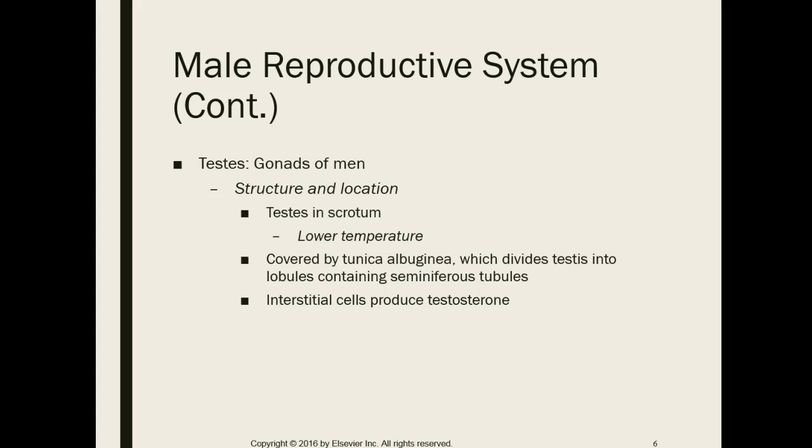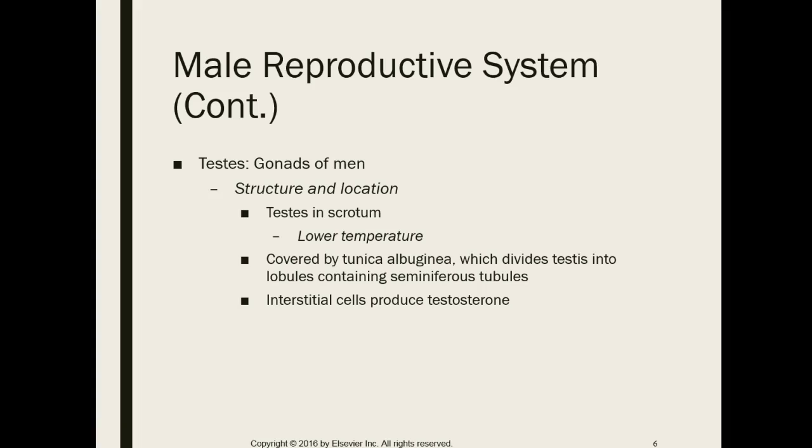So the testes are located in the scrotum. The reason for this is that they need a slightly lower temperature for that sperm production to take place. So that's why they're located outside of the body. If it's really cold outside, the scrotum will actually kind of shrink in towards the body to help elevate the temperature of the testes.